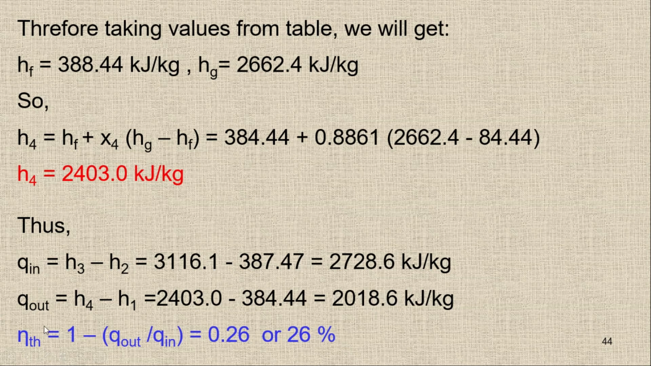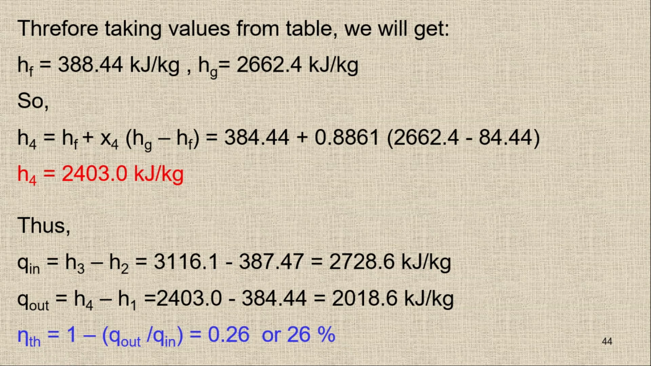So as we know, we have the thermal efficiency formula, which is W net upon Q in, or we can write down the formula like 1 minus Q out upon Q in. So we know what is Q out and we know what is Q in. So ultimately we will get the efficiency of 26%. So this is the efficiency of this simple ideal Rankine cycle, where we have 75 kilopascal condenser pressure and 3 megapascal at the boiler pressure.